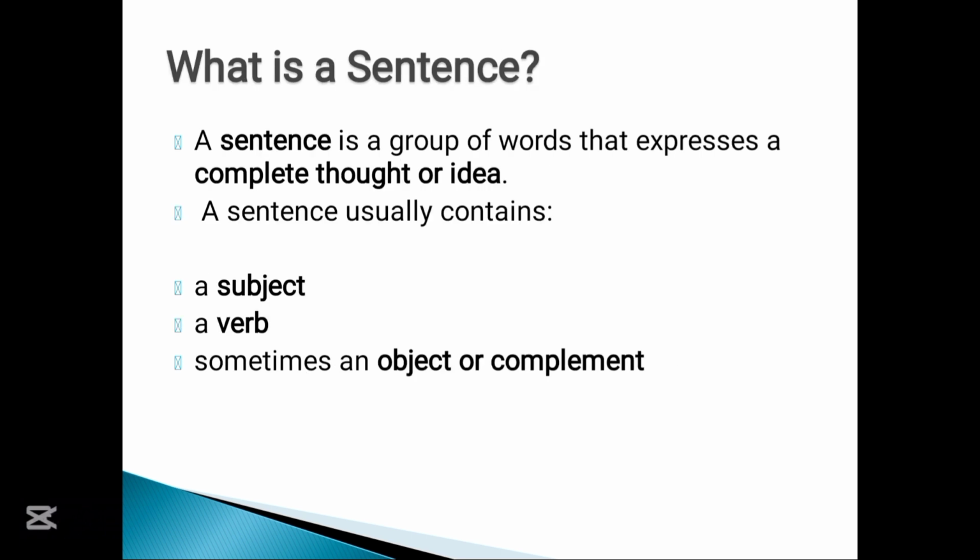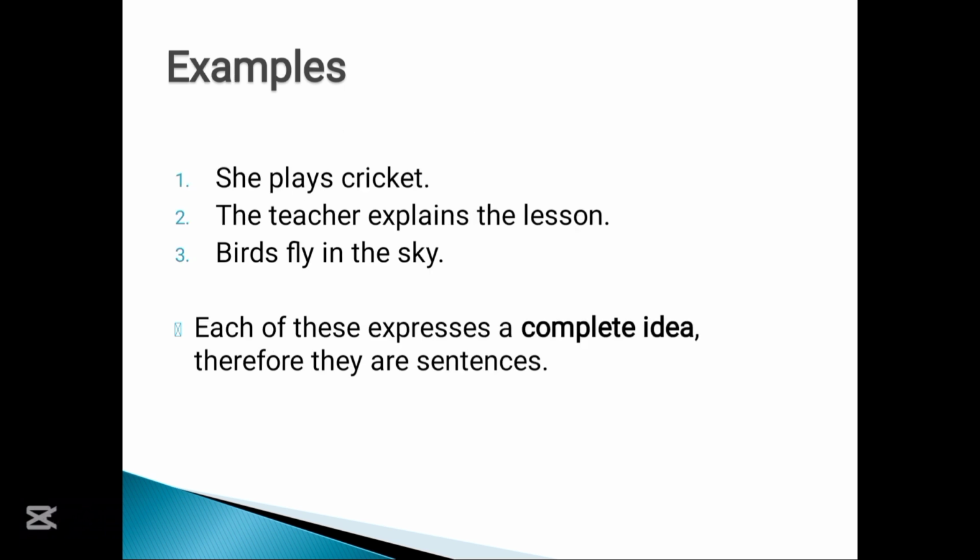First of all, we have to take a look at what a sentence is. Dear students, a sentence is a collection of words that expresses a complete thought or idea. A sentence usually contains a subject, a verb, and sometimes an object or complement. Now we have a couple of examples right here. She plays cricket. It's a sentence as it gives complete information.